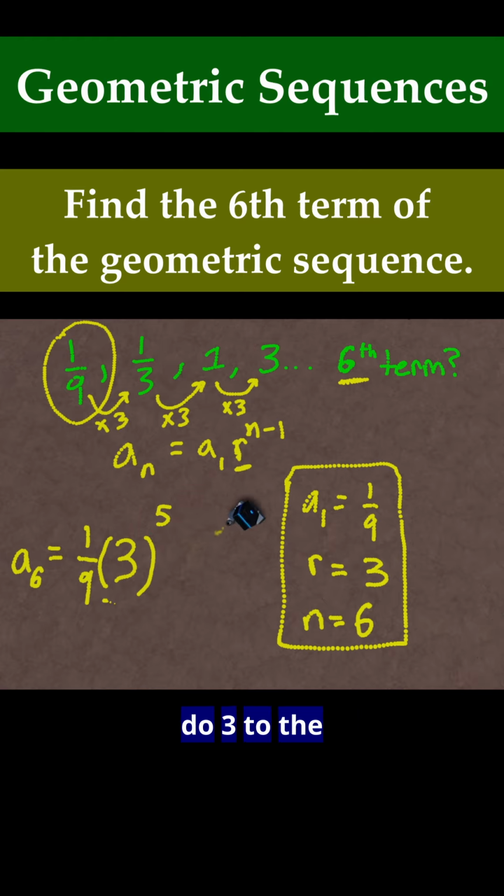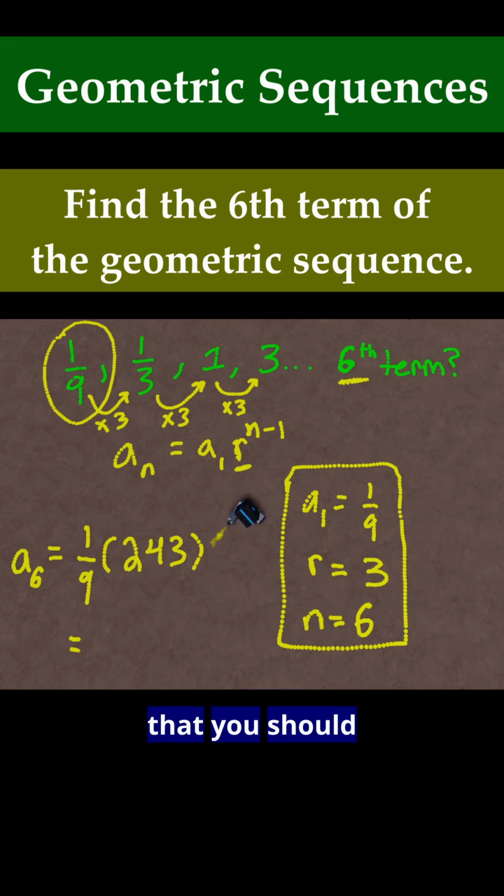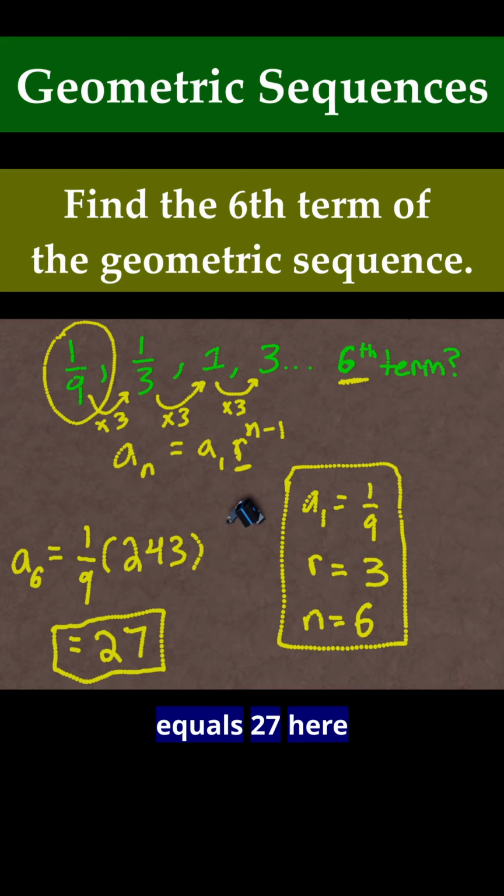And then we need to do 3 to the 5th power first in the order of operations. So if you do 3 to the 5th power, take out a calculator and do that. That is 243. And finally, just do 1/9 times 243. If you do that, you should get that the answer is 27. So that means that the sixth term is equal to 27. So I'm going to write equals 27 here.